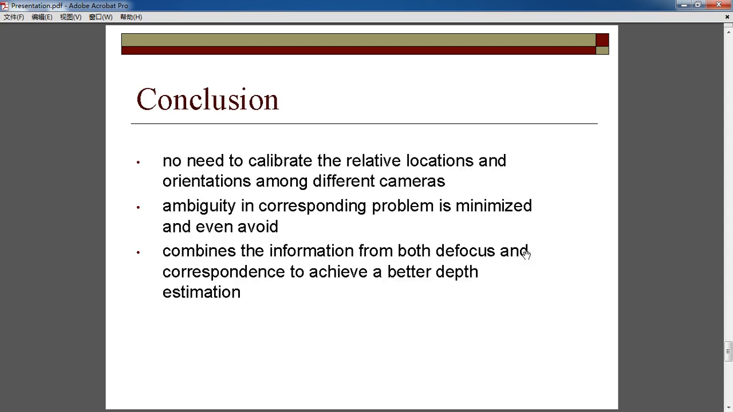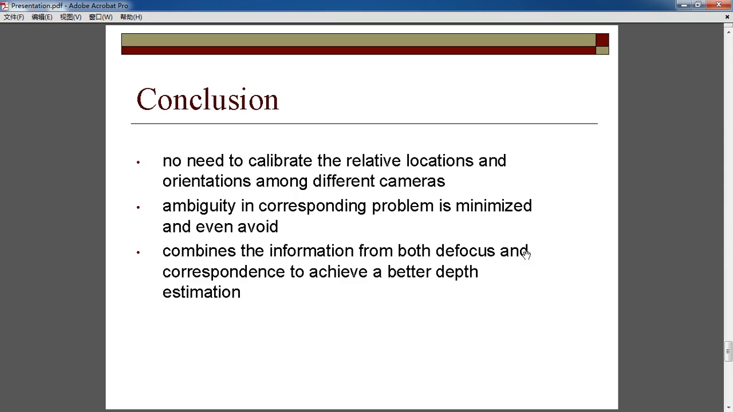Then we have the conclusion. Because the light field camera uses a single lens and a single sensor plane, there is no need to calibrate the relative locations and rotations among different cameras like in a multi-camera stereo system. This is a great advantage for the light field camera because in a multi-camera stereo system, much effort needs to be devoted to the calibration. Another advantage, as mentioned, is that ambiguity in the correspondence problem is minimized and even avoided in the light field camera. These advantages make the light field camera a broad potential application on UAVs.